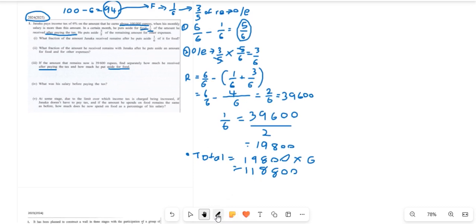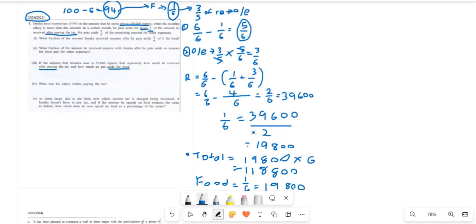Okay, so for the B part, another question they ask is, what is the fraction for the food? What is the amount he spent for the food? We know that for the food they spent 1/6. So 1 portion we know already, 1 portion is equal to 19,800. So he will keep aside 19,800 for the food.